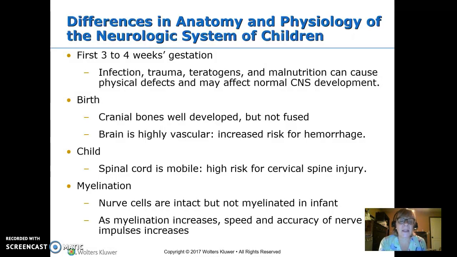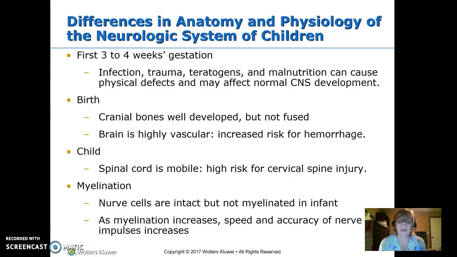The baby's brain is highly vascular, and this is why some of those potential complications during birth are hemorrhaging and intracranial hemorrhaging. For a child, their spinal cord is still mobile, and so we are even more worried about cerebral spinal injuries.